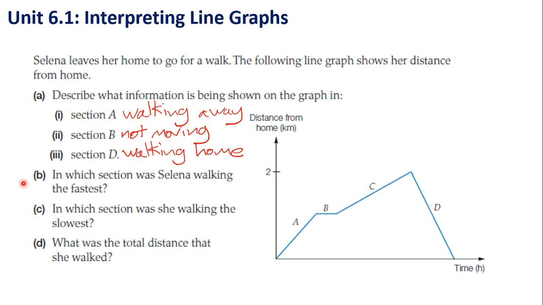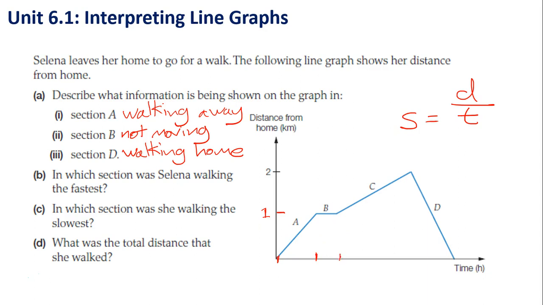Okay, B. In which section was Selena walking the fastest? So if you think back to when we were doing rates, speed is distance over time. So when you're moving quickly, when she's got a fast speed, she'd be covering a lot of distance in only a short amount of time. So let's have a look at roughly how much distance she covers. In section A, she's covered, say, probably about 1 kilometer in a short period of time.